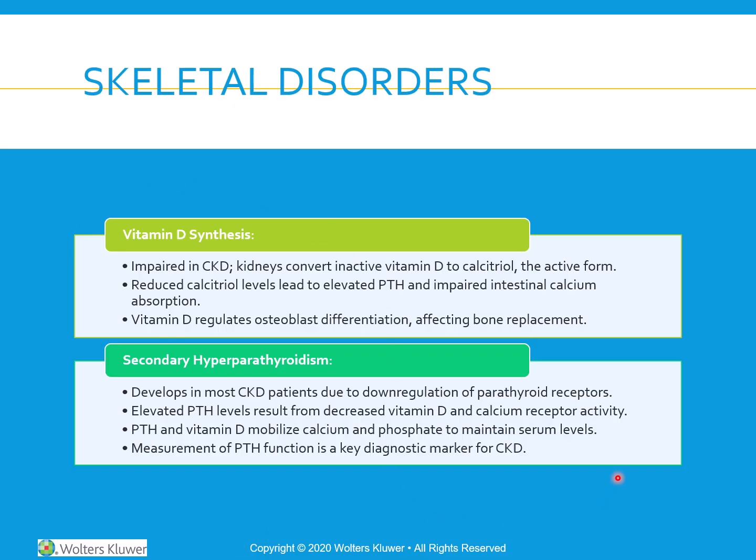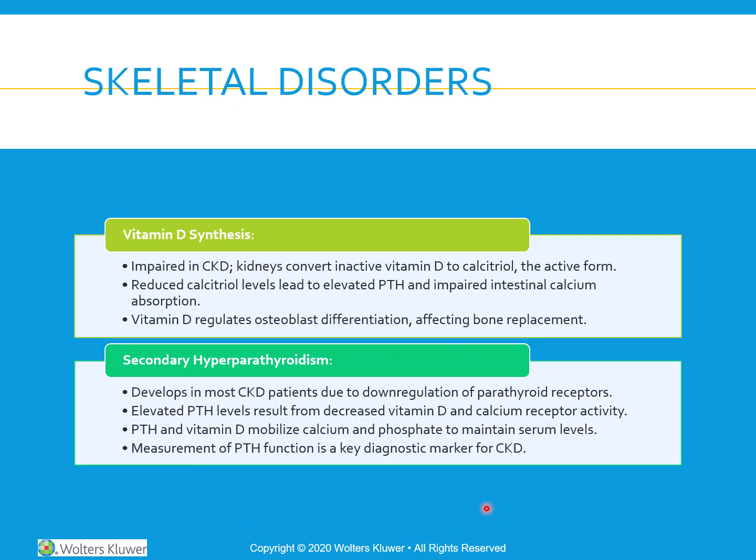We also see vitamin D synthesis problems in patients with CKD. That's impaired in CKD patients. The kidneys are responsible for converting inactive vitamin D to calcitriol, and that's its active form, what really helps to increase calcium levels. So reduced calcitriol levels lead to elevated PTH and also impaired intestinal calcium absorption overall. Vitamin D really regulates osteoblast differentiation, and that affects bone replacement. So again, that kidney involvement in vitamin D synthesis exacerbates the skeletal disorders that we see.